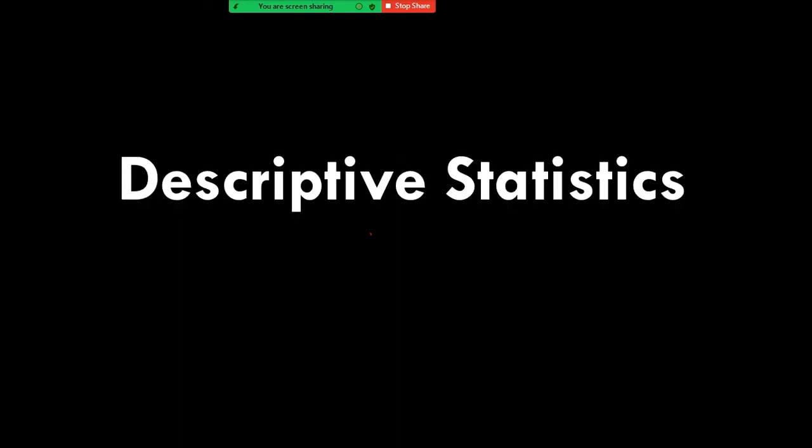Okay, next we will take a look at what is descriptive statistics. As I told you, there are two main branches under statistics. One is descriptive statistics. The other one is inferential statistics. We will take a look at what exactly descriptive statistics is all about.